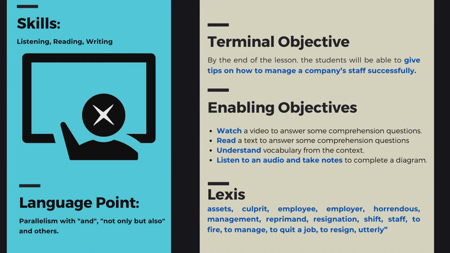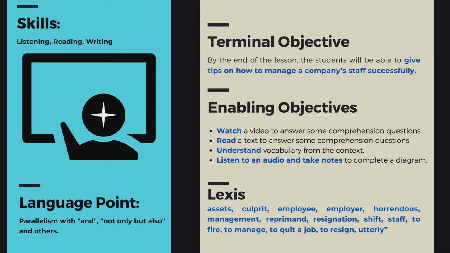Before getting started, let's see what this lesson's objectives are. By the end of the lesson, the students will be able to give tips on how to manage a company's staff successfully by watching a video to answer some comprehension questions, reading a text to answer some comprehension questions, understanding vocabulary from the context, listening to an audio, and taking notes to complete a diagram.